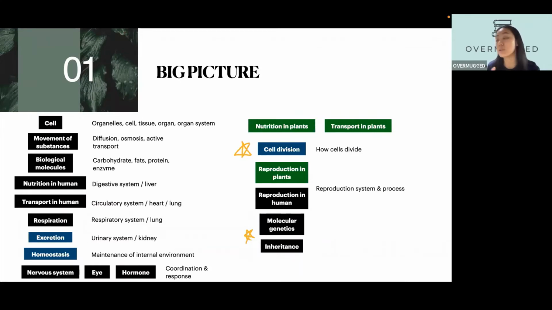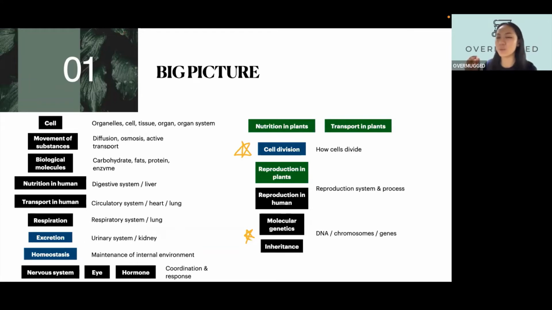Some students think that cell division is the hardest, right? Molecular genetics and inheritance. Why is it so challenging? It has the same reason as cell division, because molecular genetics is about DNA, chromosome, and genes, right? So in cell, you already learn that, where do you find your chromosome? It's your nucleus, right? Every cell that has a nucleus has chromosome inside. And those are your genes.